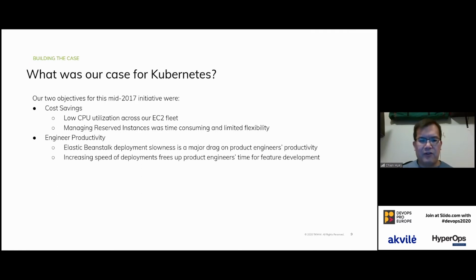The second half of it is that the old way of deploying is Elastic Beanstalk, and one of the things that I think it's kind of notorious for is the deployment slowness. So any gain that we can get in deployment speed, because at times it would take quite a long time to deploy, that would free up engineering time for feature development. So that was the other main case, and I think in some ways the more compelling case for moving to Kubernetes, if it was able to reduce that time.